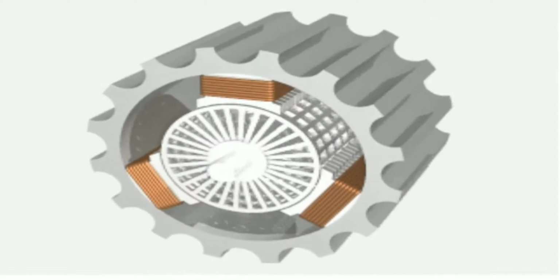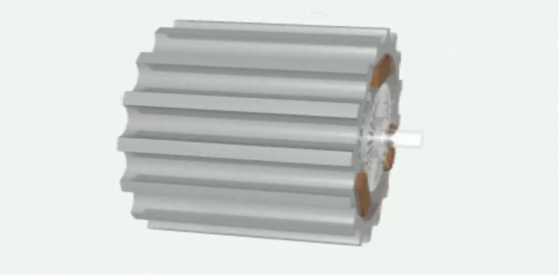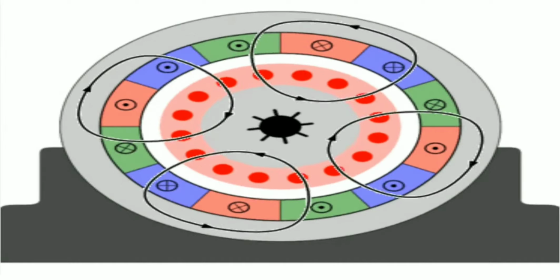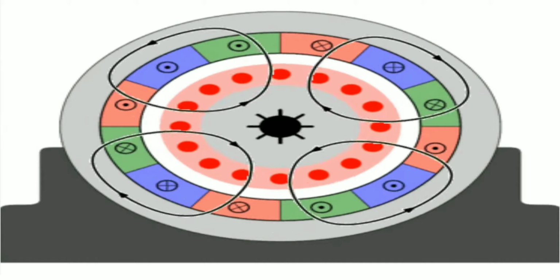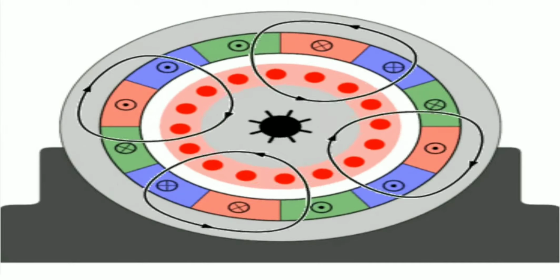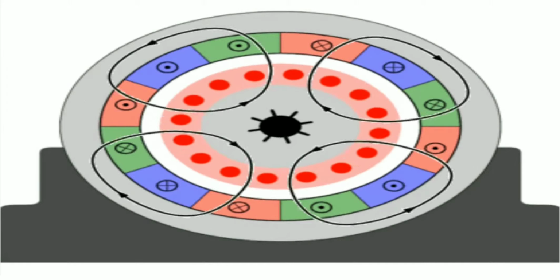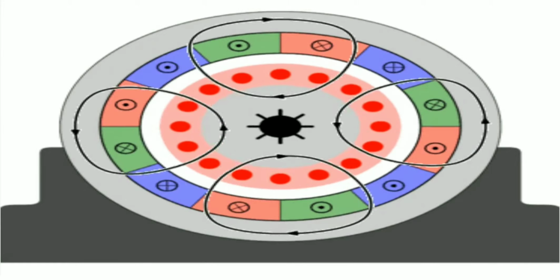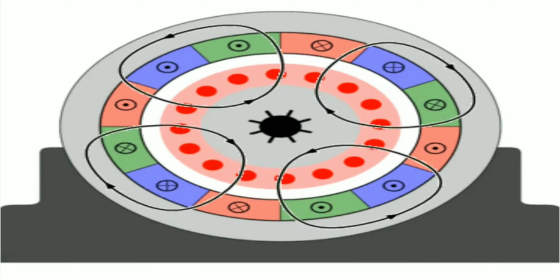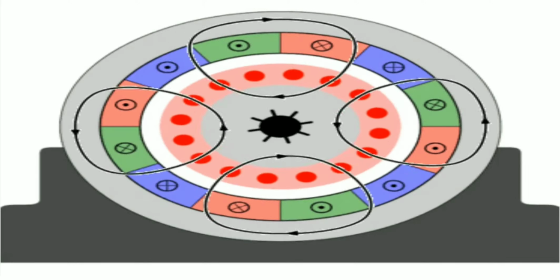In both induction and synchronous motors, the AC power supplied to the motor's stator creates a magnetic field that rotates in synchronism with the AC oscillations. Whereas a synchronous motor's rotor turns at the same rate as the stator field, an induction motor's rotor rotates at a somewhat slower speed than the stator field. The induction motor stator's magnetic field is therefore changing or rotating relative to the rotor.